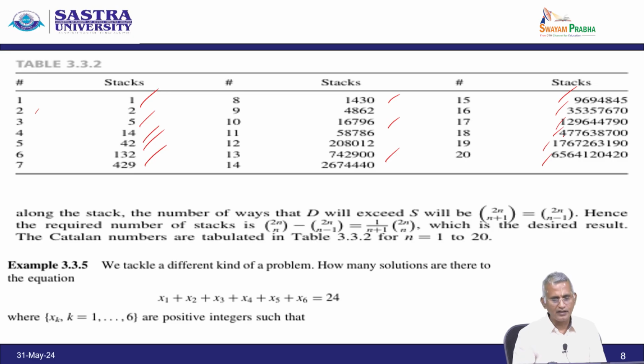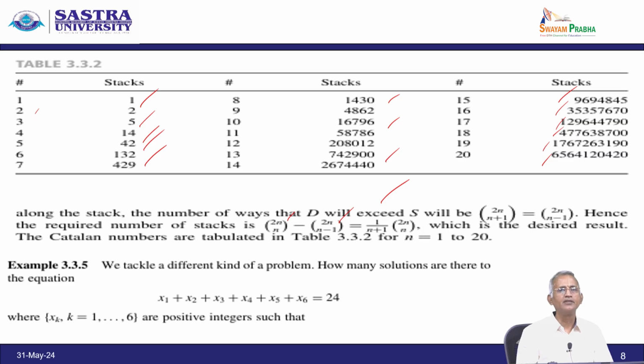We can understand the meaning of the possibility of the stacks. Now, along the stacks the number of ways D will exceed S will be 2n C n plus 1 equal to 2n C n minus 1, both are conjugate to one another. Hence, the number of stacks is 2n C n minus 2n C n minus 1, equal to 1 by n plus 1 into 2n C n, which is a general format of the combination.